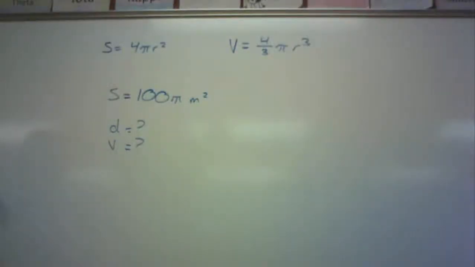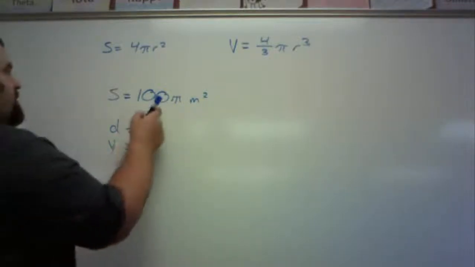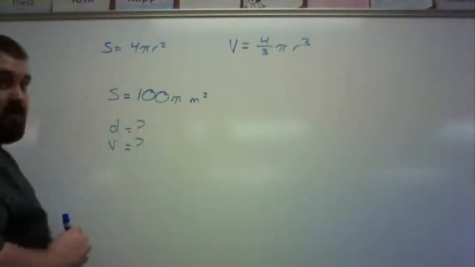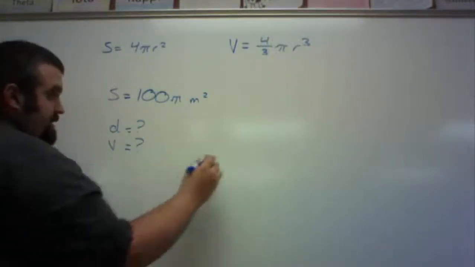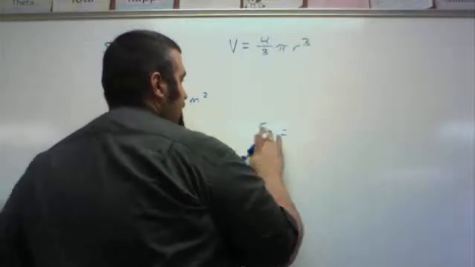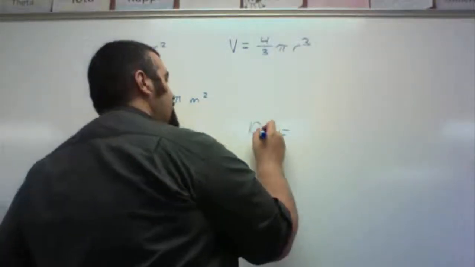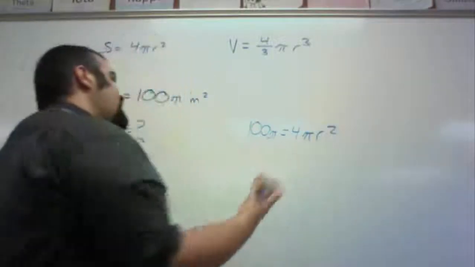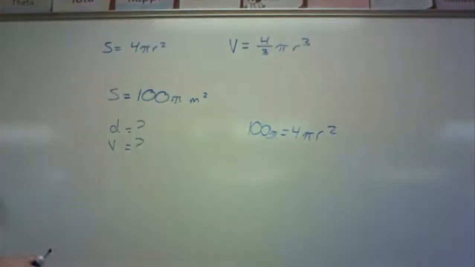Well, I'm kind of at a loss here, but I know that I have the surface area. So let's look at the surface area equation. What if I just, for fun, plugged 100 pi into the surface area equation? So S equals, sorry, not S, because I know it's 100 pi. 100 pi equals 4 pi r squared. And I take a look at this equation. Wait a second. There's only one variable, r.